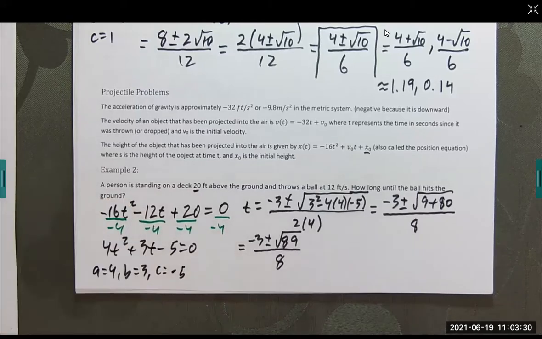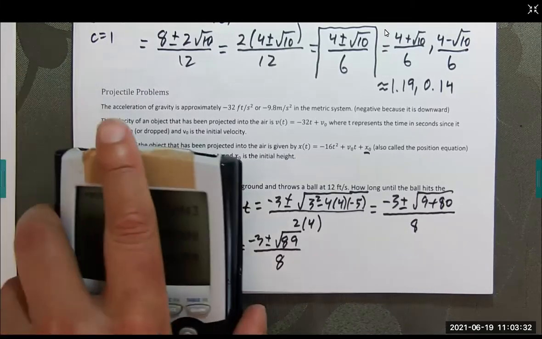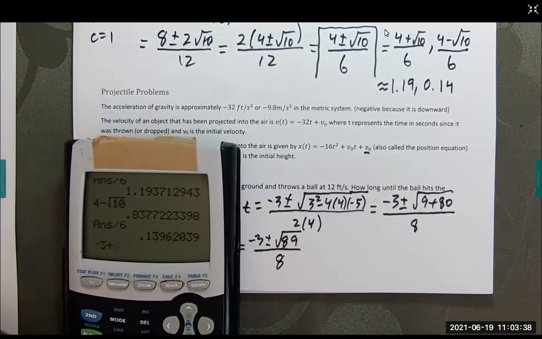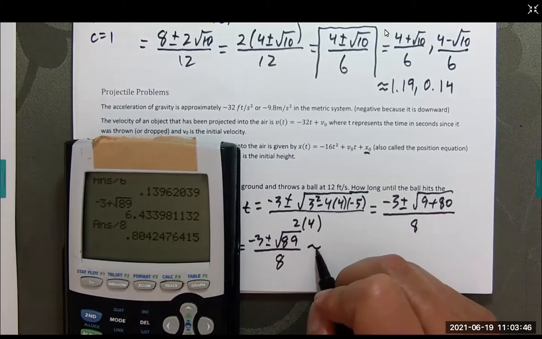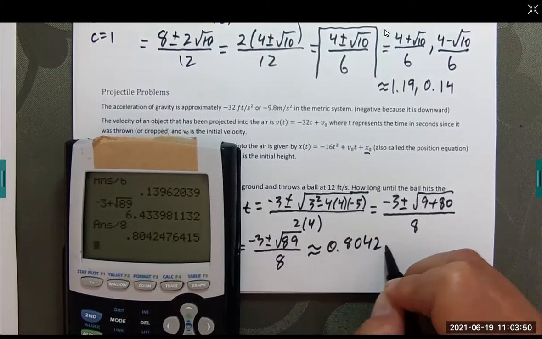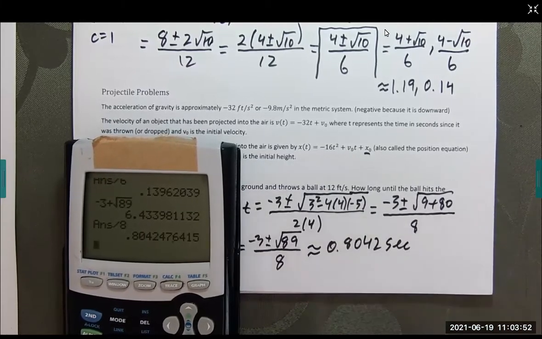All right, let's get some decimal approximations here. Negative 3 plus root 89 divided by 8. I'm getting 0.8042 seconds.